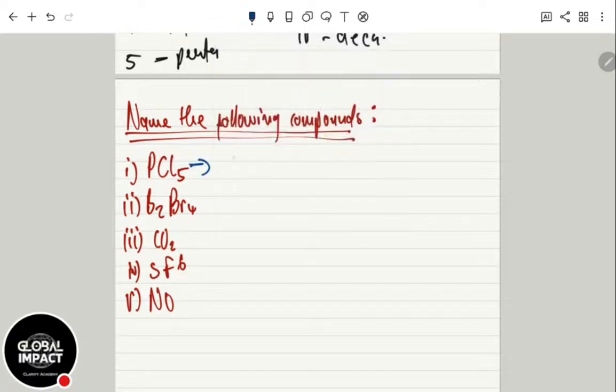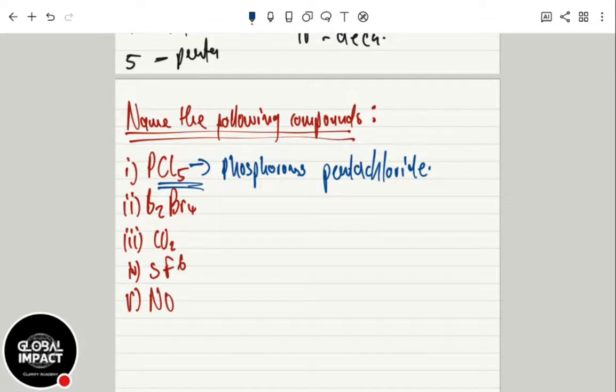So what is this going to be? This is going to be phosphorus. Remember, the first one comes as it is. Then here we have 5 chlorine, so it will be pentachloride. Remember, it's a chloride because it ends with "ide." But don't forget the prefixes. For nonmetals, don't forget the prefix.